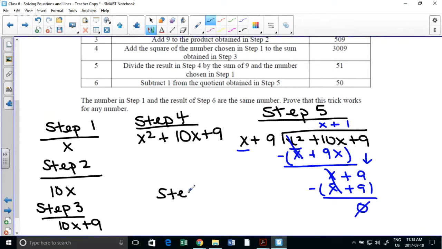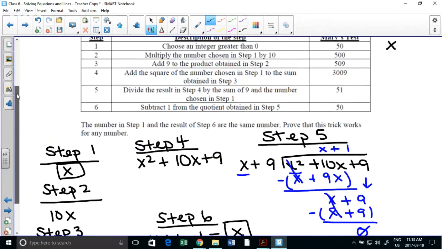Step 6 says subtract 1 from the quotient. So your quotient is your answer, and I'm going to subtract 1, and that gives me x. This means that no matter what I do, no matter what number I choose, this relationship will always be true. So I could choose 10 as my x, and I'll get back 10. I could choose 1,000 as my x, I'll get back 1,000. I could choose negative 25, and negative 25 will work out.